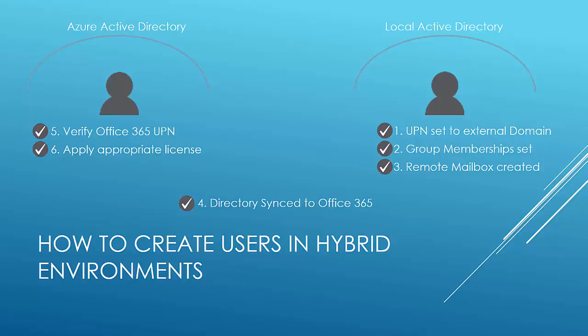So when we go through this, I'll go through a demonstration, and I'll show you that there are certain licenses that do contain Exchange Online, and there are others that don't. And if you apply a license that does not, your user's going to be like, hey, why does my email not work? Well, it's because the license that was applied didn't contain Exchange Online, and therefore did not create a mailbox for that user.